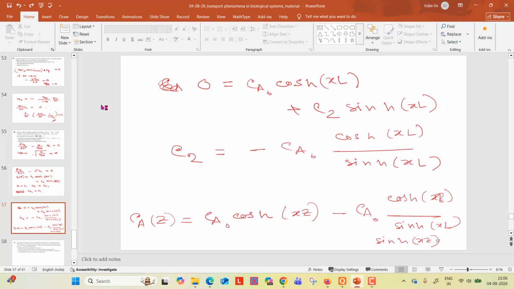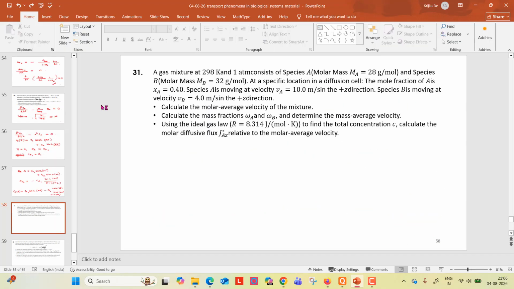A gas mixture at 298 Kelvin and 1 atmospheric pressure consists of species A and species B. At a specific location in a diffusion cell, the mole fraction of A is 0.4. Species A is moving at a velocity in the z direction, and species B is moving at a velocity in the z direction. Calculate the molar average velocity of the mixture.